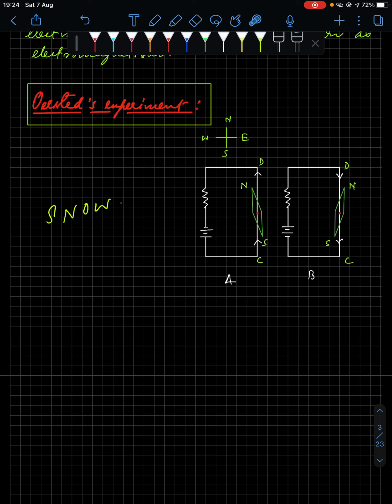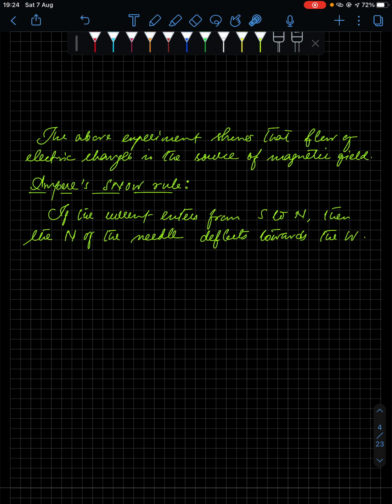The situation will be different when you allow the current to pass in the reverse direction. I hope you can then find the direction of the deflection by using Snow's rule, and you know that whenever current passes through a wire, it creates a magnetic field around it.